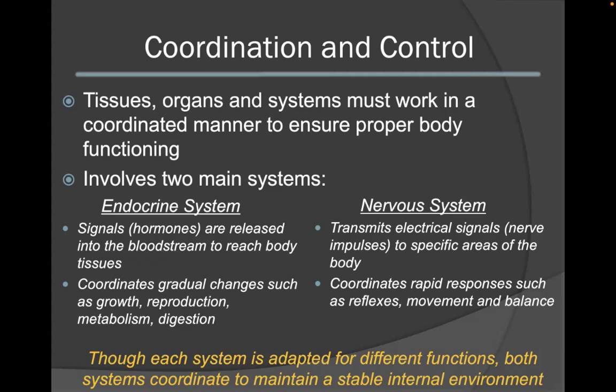The nervous system, on the other hand, is responsible for transmitting electrical signals or nerve impulses to specific areas of the body. The nervous system is involved in coordinating more rapid responses, such as reflexes, movement, as well as balance. Though each one of these systems is adapted for different functions, these systems will work together to help maintain a stable internal environment for the animal.